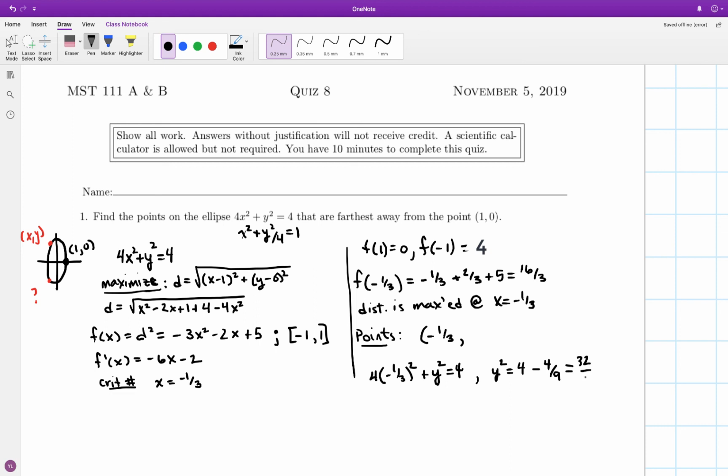So it seems that the 2 points then are -1/3, and then the positive and negative square root of 32/9, which I'll just reduce a little bit here, pulling a 16 out of the 32, and we're done.